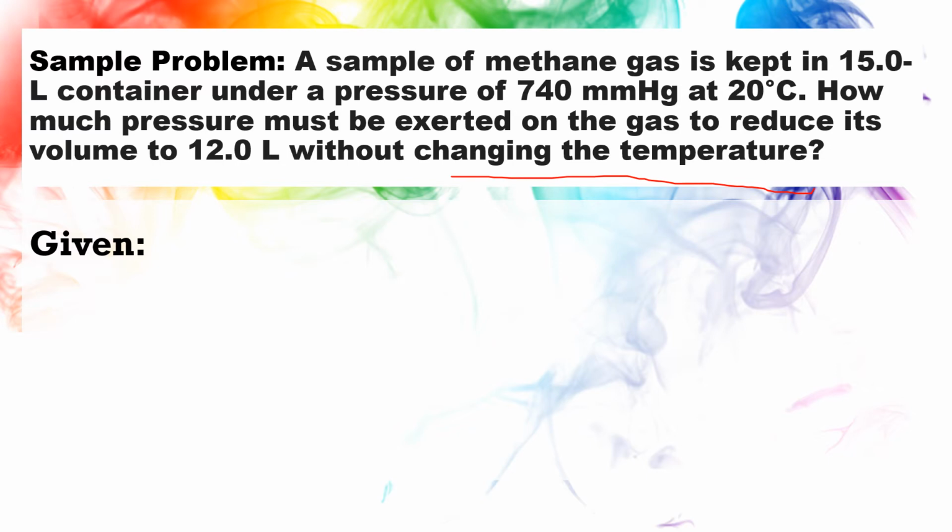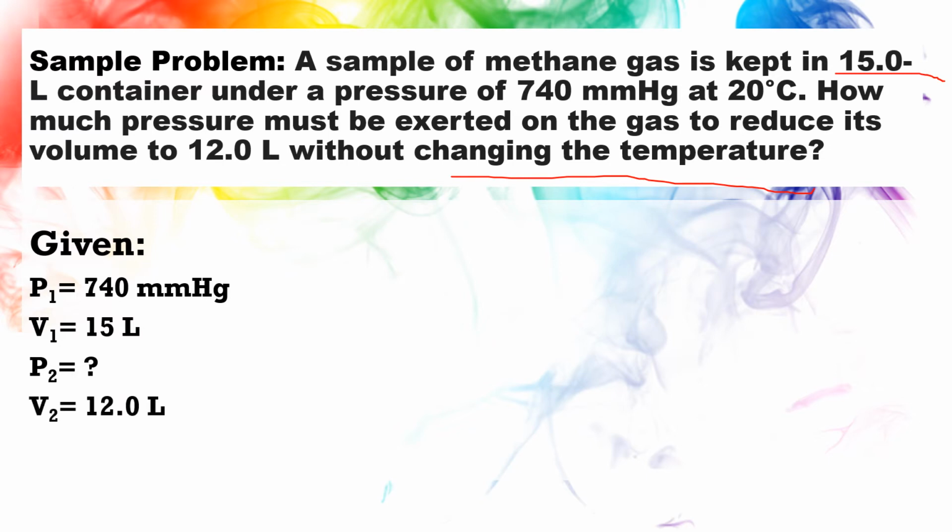So in this case, if 15 liters is the first value mentioned in the problem, meaning it's the first condition for volume, we write the given. Our first pressure is 740 millimeters of mercury. Our first volume is 15 liters. The unknown is the final pressure, because as you can analyze on the problem, how much pressure must be exerted on the gas. So that's the final pressure. And then the final volume is 12 liters.